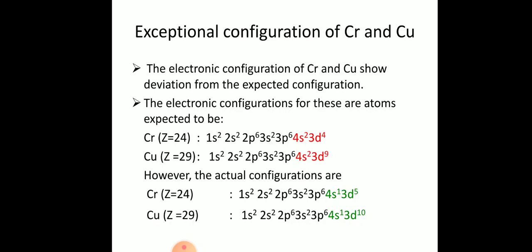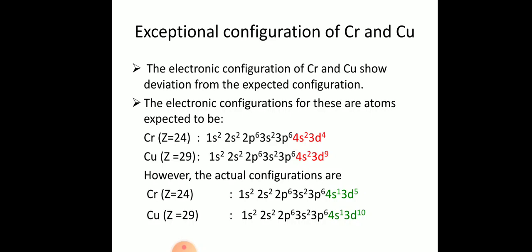However, the actual configuration for chromium is 1s2, 2s2, 2p6, 3s2, 3p6, 4s1, 3d5. Not 4s2, 3d4, but 4s1, 3d5. Similarly, for copper, it is 1s2, 2s2, 2p6, 3s2, 3p6, 4s1, 3d10, not 4s2, 3d9.